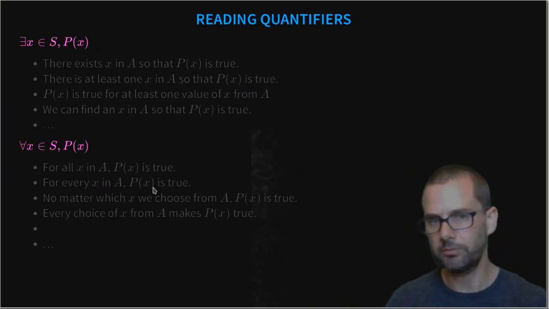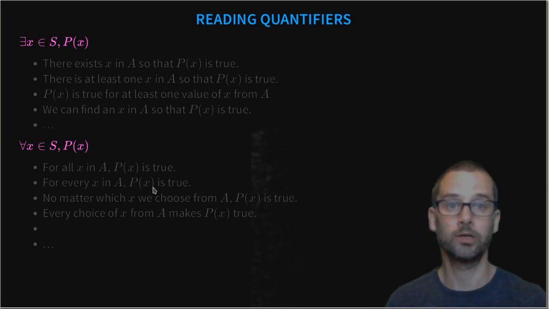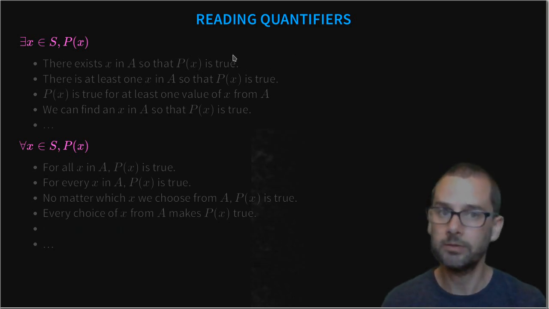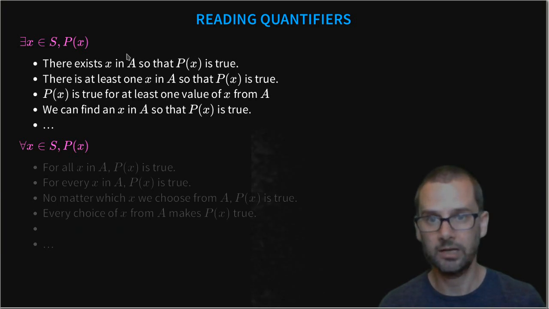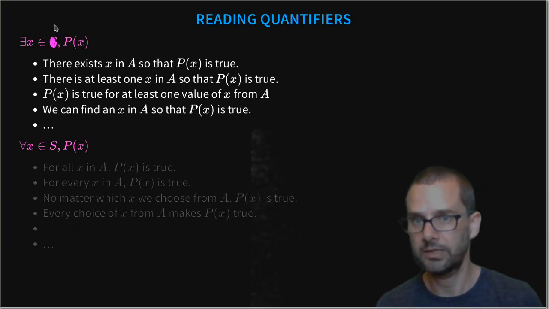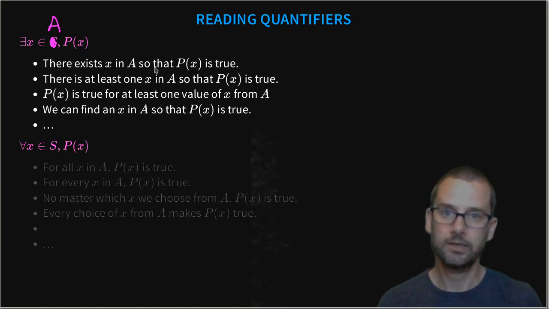Now, just a little bit more before I finish this video. Quantifiers can be read in many different ways. We express them very differently in spoken and written English. And this can sometimes be a bit confusing, a bit problematic, so it's good to get a little bit of practice. So let's look at the existential quantifier. There exists x in S so that P of x is true. And I can automatically see on my slides that I made a small error. So I'm going to erase that and write A. So there exists x in A so that P of x is true.